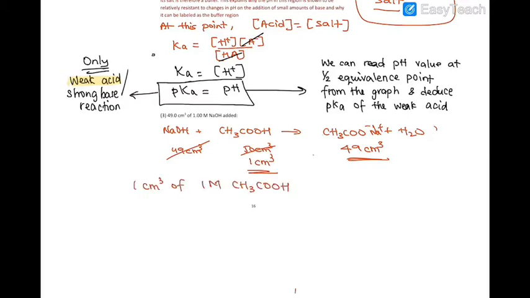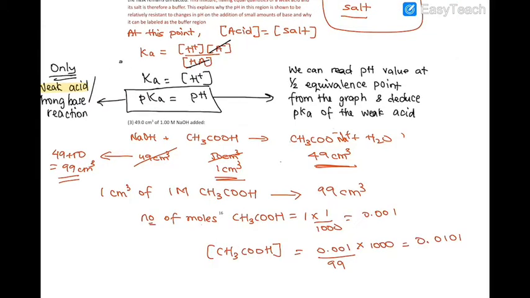So you have 1 cm³ of 1 molar ethanoic acid, and this is present in 99 cm³ because the total volume here is 49 plus 50. So you have 99 cm³ of solution in the flask. Now from this, I can find the concentration of CH3COOH. So the number of moles of ethanoic acid. So the number of moles is concentration times volume, and this number of moles is present in 99 cm³.